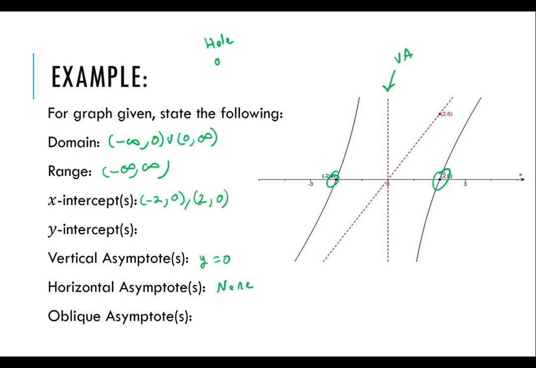Do we have any y-intercepts? Well, because we have a vertical asymptote on the y-axis, we do not have any y-intercepts. They don't exist because we'll never, ever cross a vertical asymptote. And so there are none.